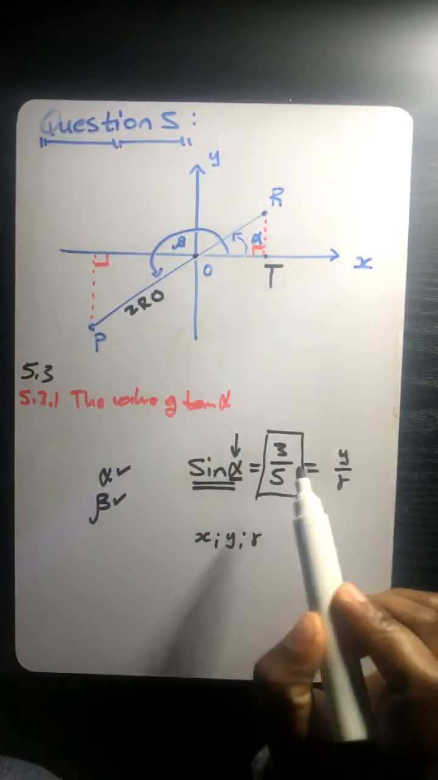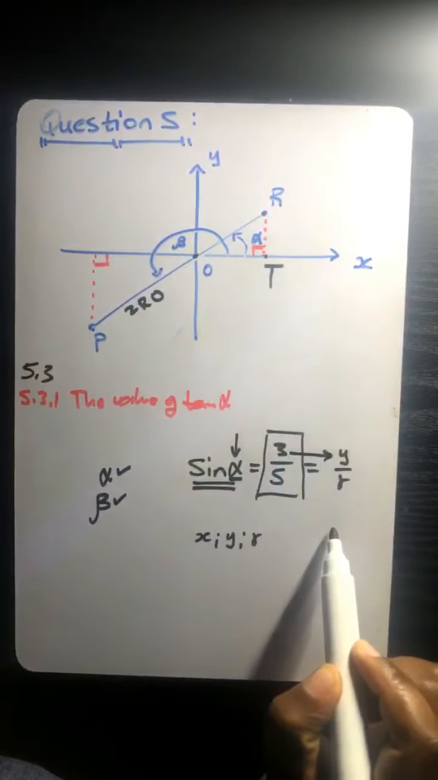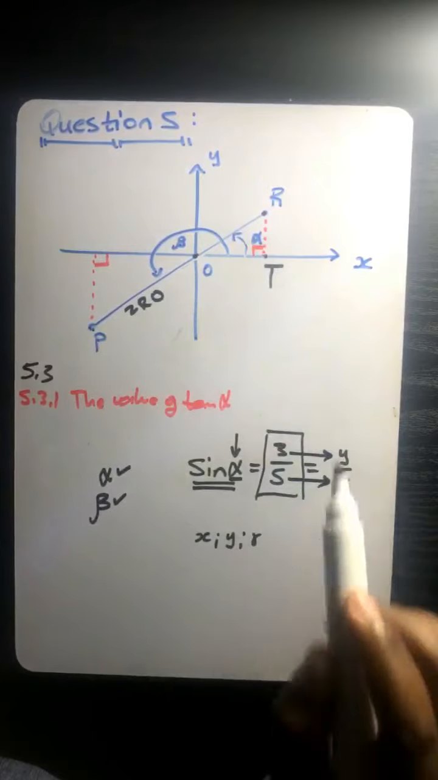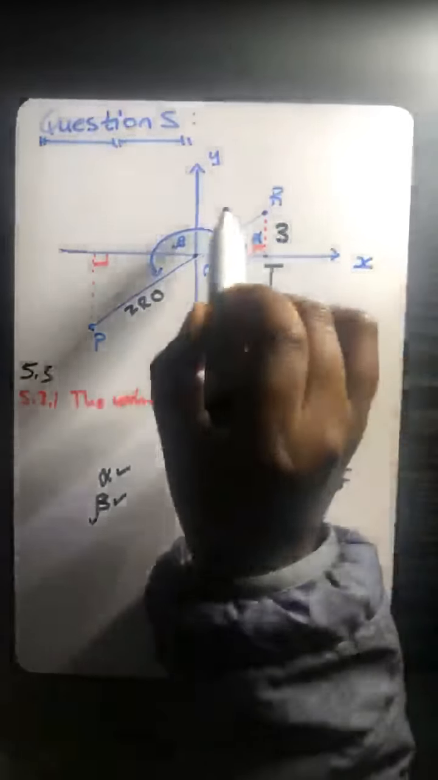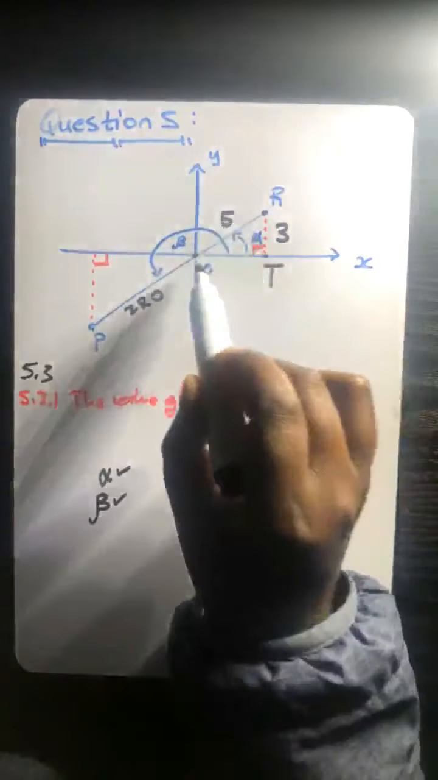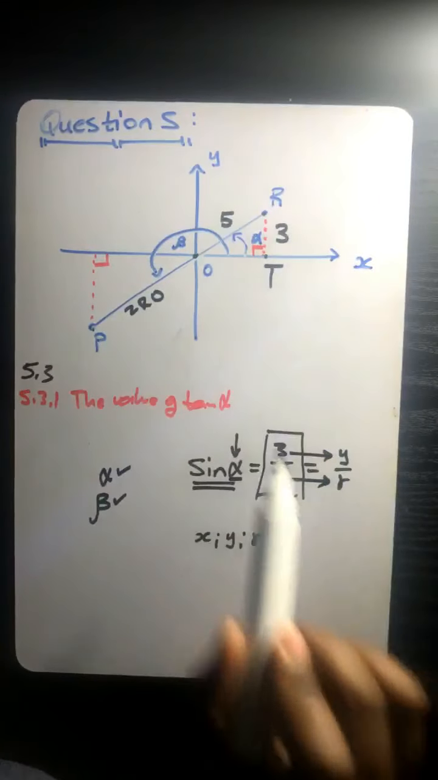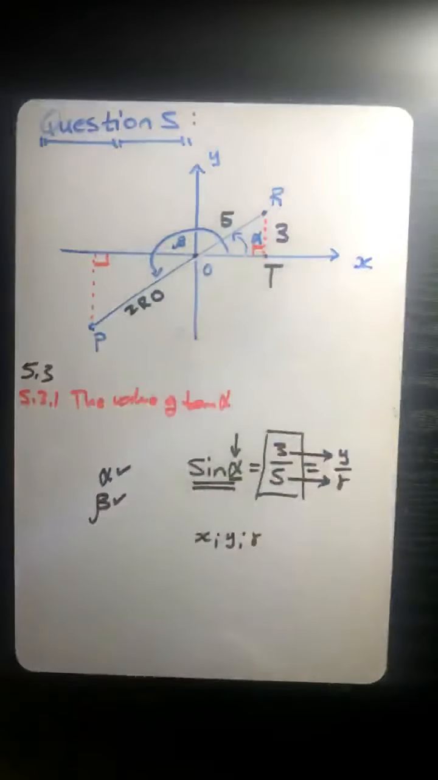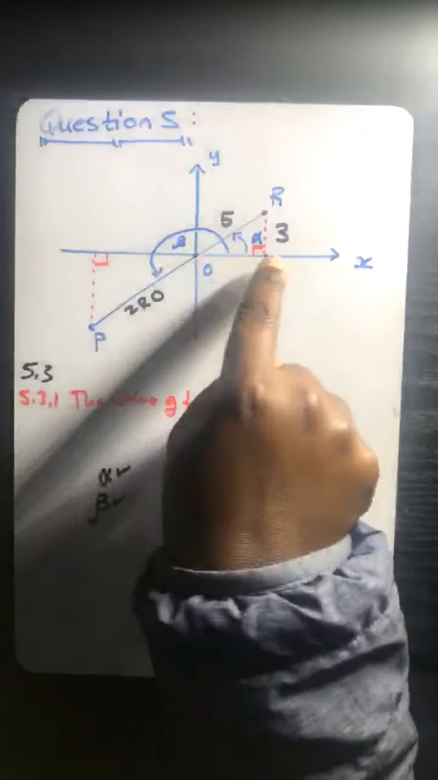So now, obviously, we know that 3 is the y value. R is the r value. So that means we actually have 3 and 5 on this right angled triangle. So now, how can we find that side? Is there someone who wants to guide us in terms of how we can possibly find that side?